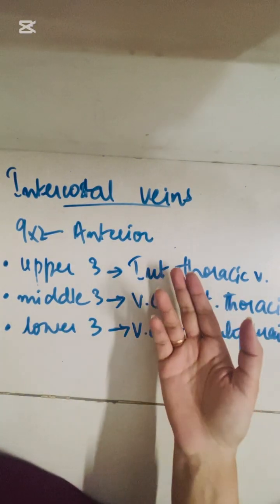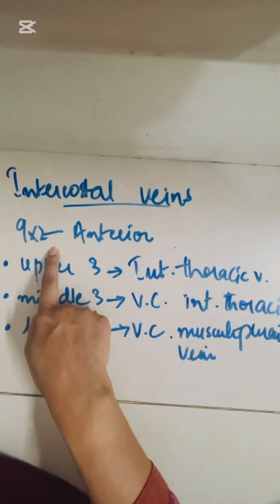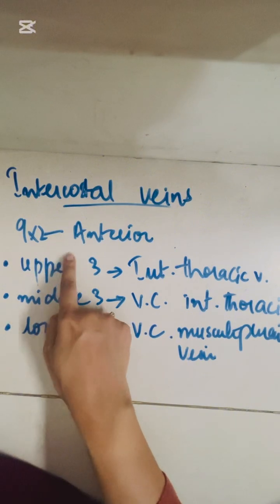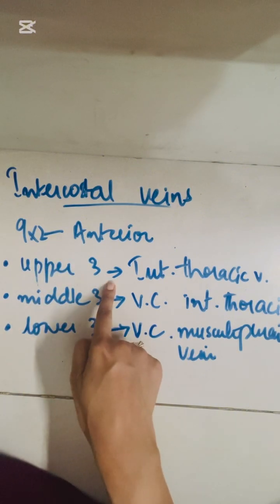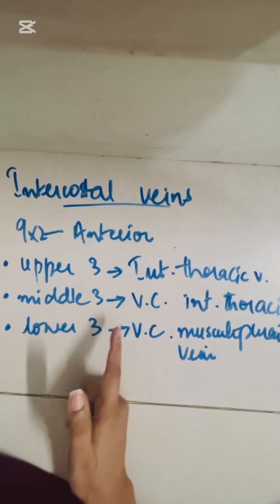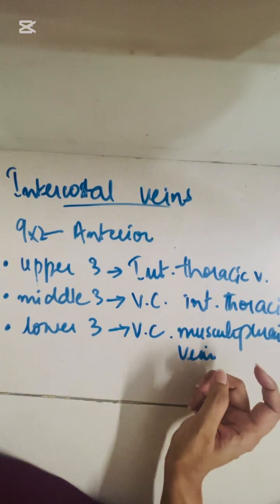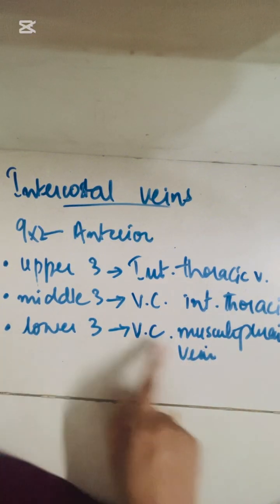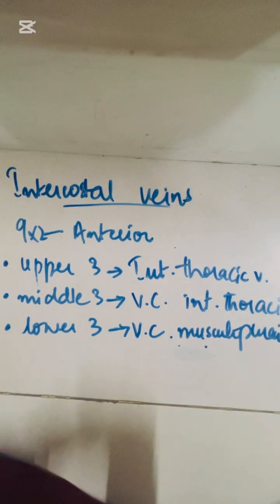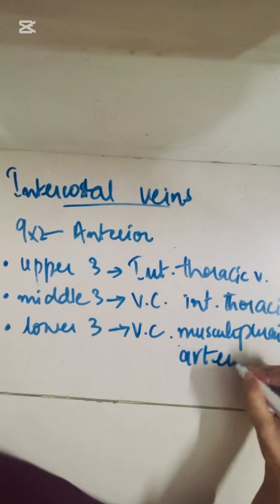So the anterior intercostal veins are two in each space, just like the arteries, and they are accompanying the anterior intercostal arteries. In the upper three spaces, they drain into the internal thoracic vein. In the middle three spaces, they drain into the venae comitantes of the internal thoracic artery, and in the lower three spaces, they drain into the venae comitantes of the musculophrenic artery.